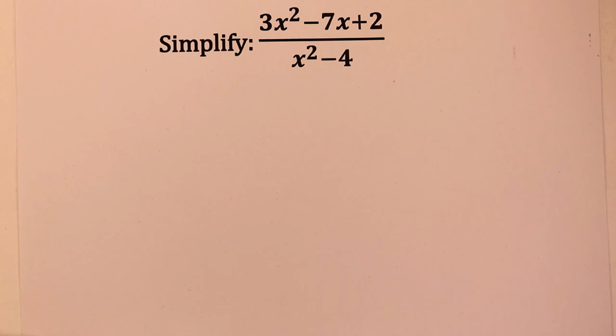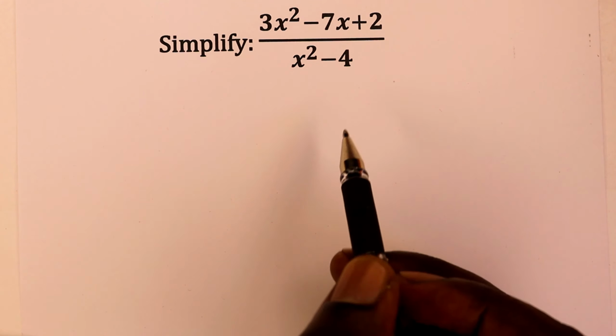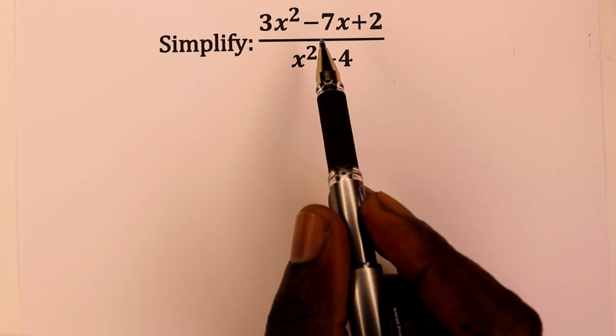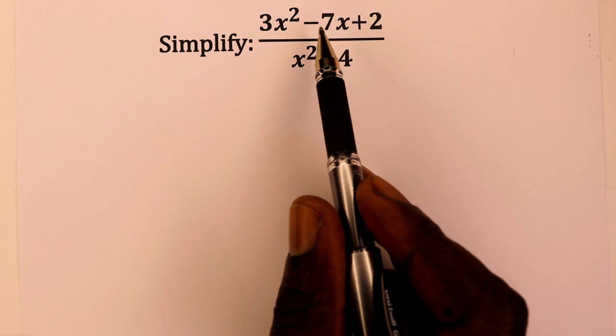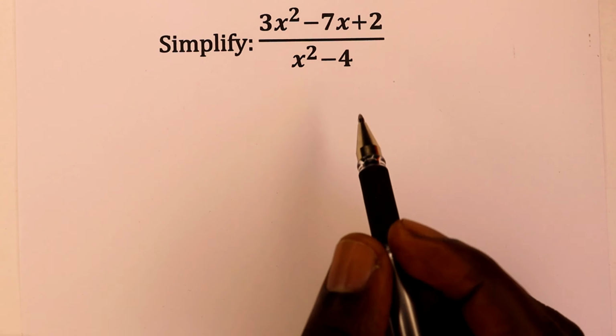We are required to simplify 3x squared minus 7x plus 2 all over x squared minus 4. So we're going to employ the quadratic identities. But first of all, let us express the numerator as a product of two terms.